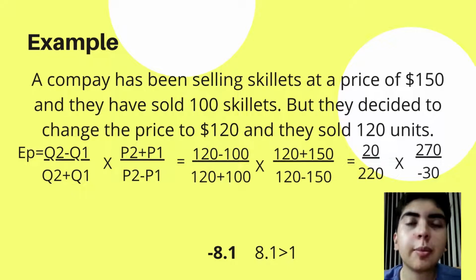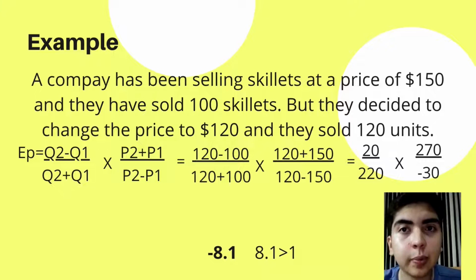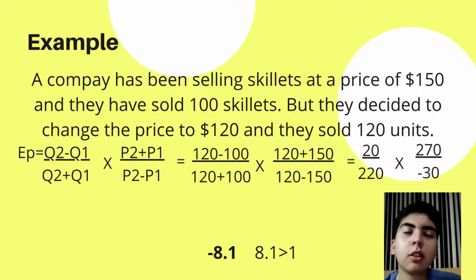Okay, so here we have our example. A company has been selling skillets at a price of 150 pesos and they have sold 100 skillets. But they decided to change the price to 120 pesos and they sold 120 units. So, as the formula says, we need to do Q2 minus Q1 divided by Q2 plus Q1, times P2 plus P1 divided by P2 minus P1.